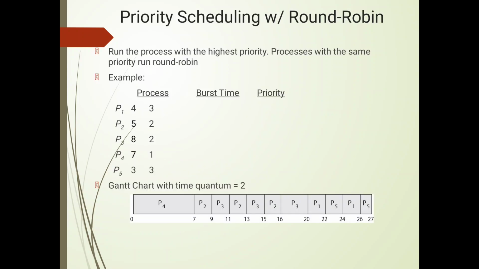Now when we compare priority scheduling with round robin, we run the process with the highest priority, and processes with the same priority run round robin. This is explained with an example of five processes, their burst times and priorities. Based on the priority, the processes are executed in round robin. Priority scheduling is very important here.